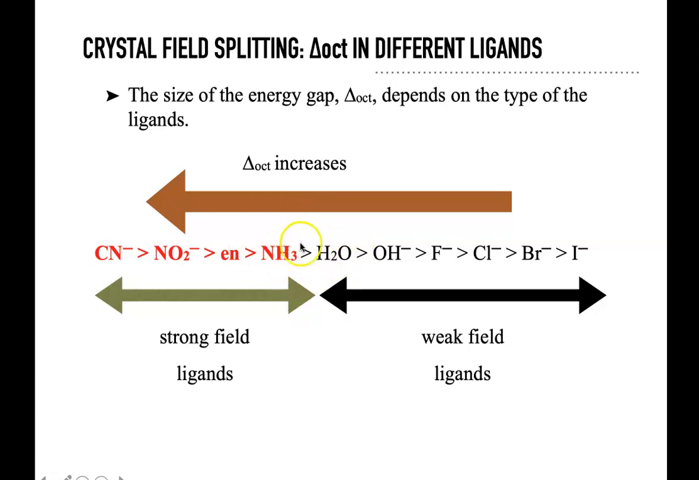And so up to ammonia, so cyanide and NO2 negative, and diethylamine, ethylenediamine, and NH3, we call these strong field ligands. And from water, hydroxide, fluoride, chloride, bromide, iodide, we call these weak field ligands. Let's see the meaning of this in the next slide.